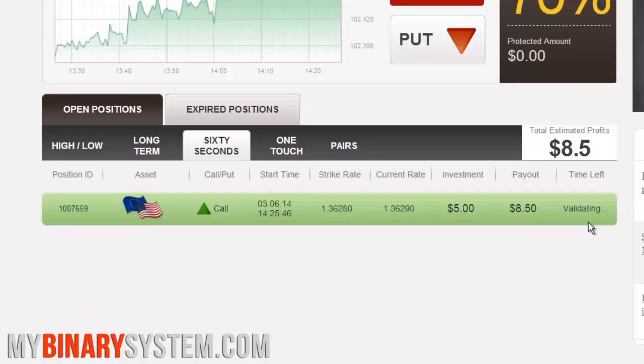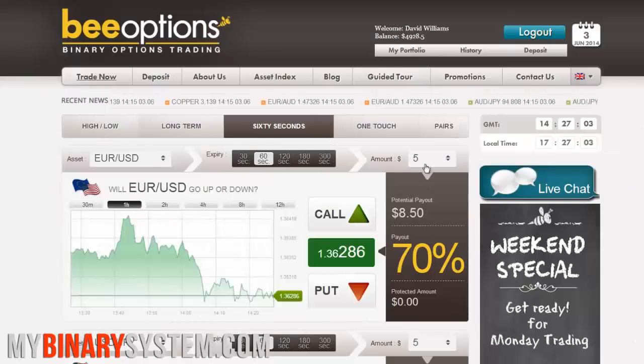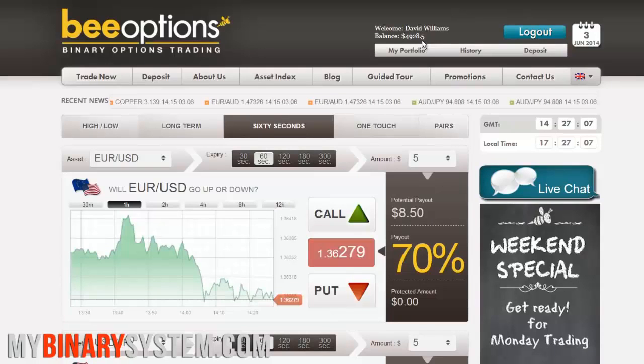Alright, looks like this trade is a winner. I won the $8.5, which means I've made a profit of $3.5. So, my new balance is automatically updated to $4,928.5. So, what I'll do now is start with step 1 all over again.